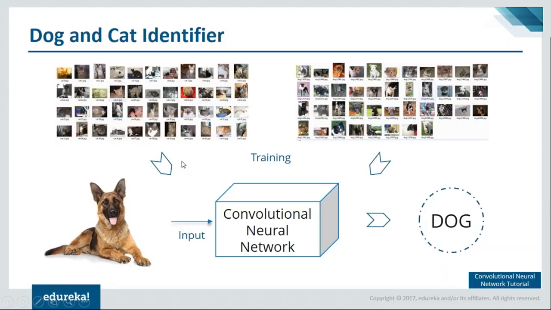So this is our use case, guys. Over here, what we are going to do is we are going to train our model on different types of dogs and cat images. And once the training is done, we are going to provide it an input and it will classify whether the input is of a dog or a cat.